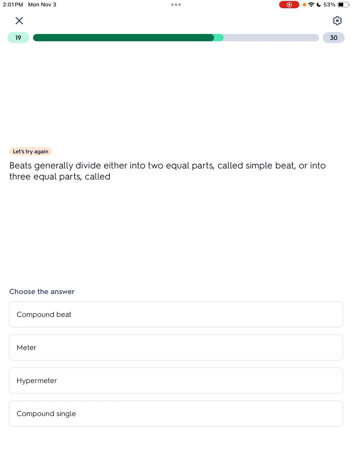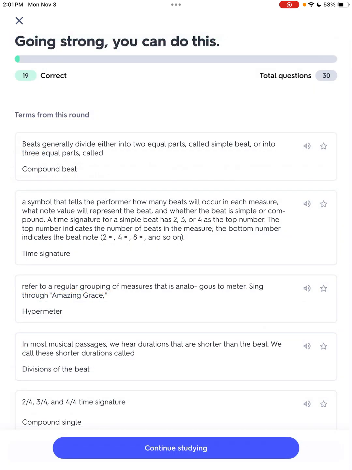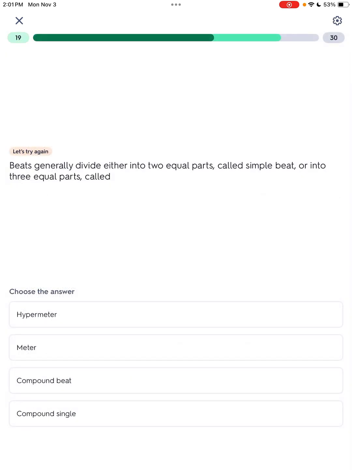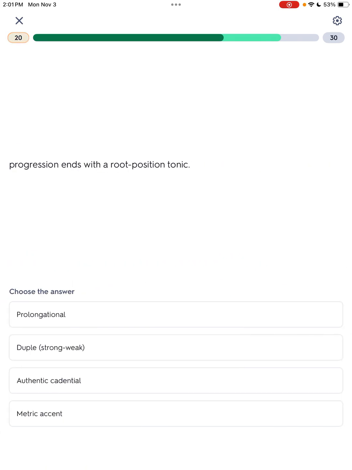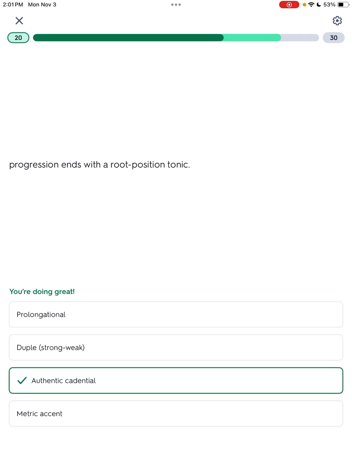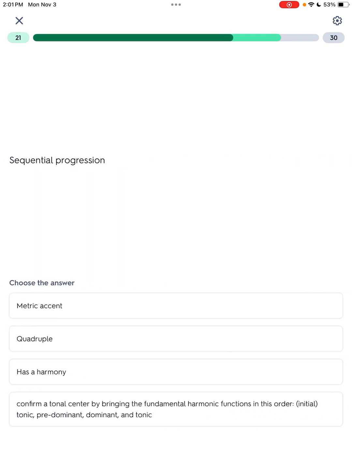It shows that it's called meter. A compound meter. Okay, that's what's wrong. Cadential progression. Cadential, alright. If it's a cadential, it's always going to end on the tonic. It has to be. Oh shoot. Sequential progression. Oh.